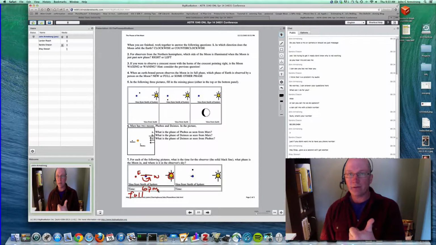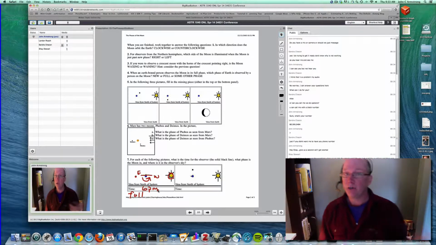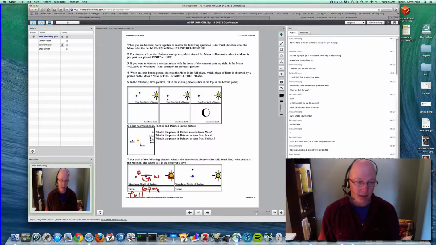So if you know what the phase of the moon is, and you know where the moon is relative to the sun, you can figure out what time it is, which is pretty handy if you're ever outside without a watch and you want to figure out what time it is.